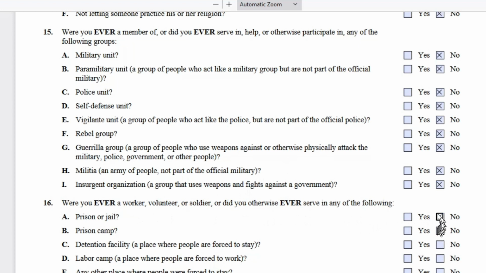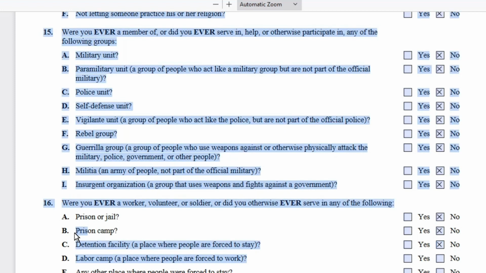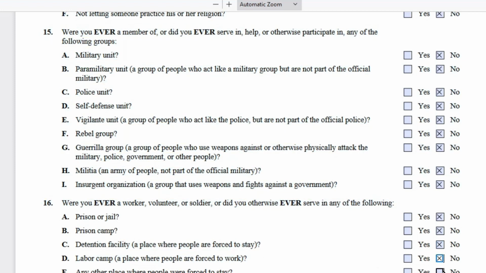So have you ever been in prison or jail? Hopefully not. Okay, by the way, if you get arrested by immigration, you still have to say yes. Prison camp, no. Detention facility. Have you ever worked? Okay, this is not if you have been, it's have you ever worked? Sorry for that. Ever worked as a volunteer? So prison or jail, no, no. Detention facility, prison camp, etc. You're going to put no, no.